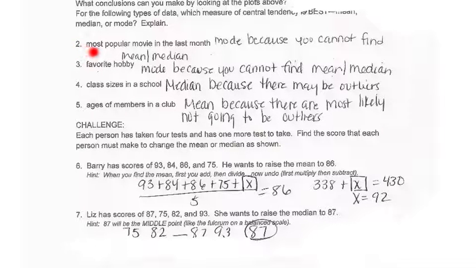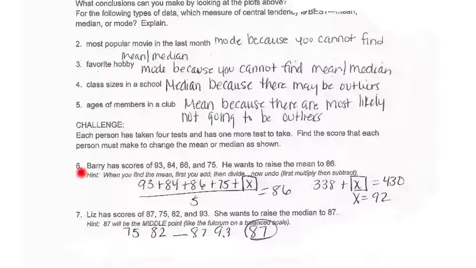So for question number 2, most popular movie last month, I put mode because you cannot find the mean or the median. Favorite hobby, again I used mode because you cannot find the mean or median. Class sizes in a school, I chose median because there may be some outliers. You may have some class sizes that have maybe 5 or 6 students in a class, and then you may have some class sizes that have 30 students in a class. Ages of members in a club, I chose mean because there are most likely not going to be any outliers.